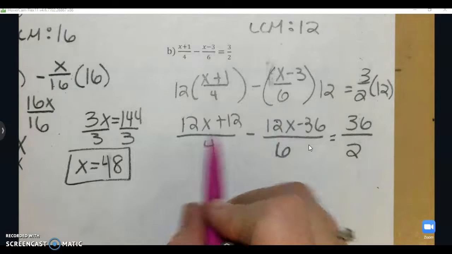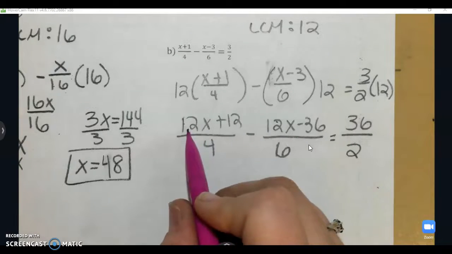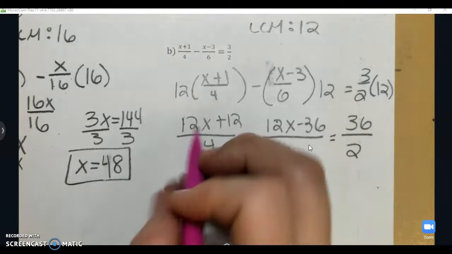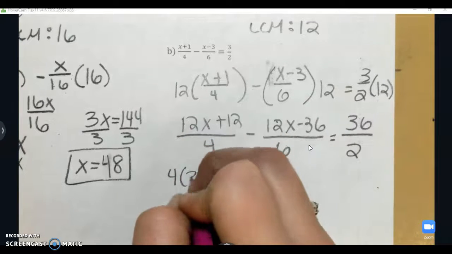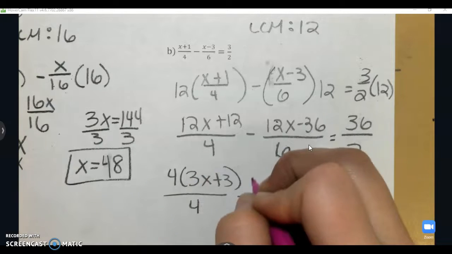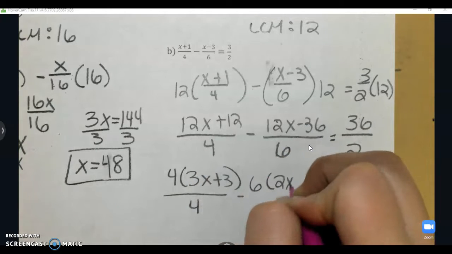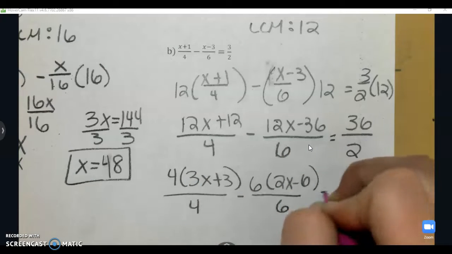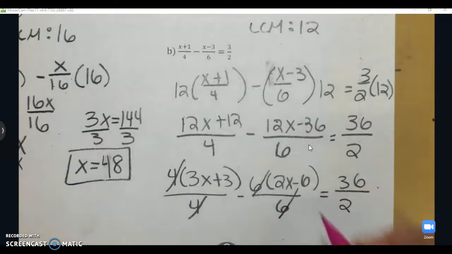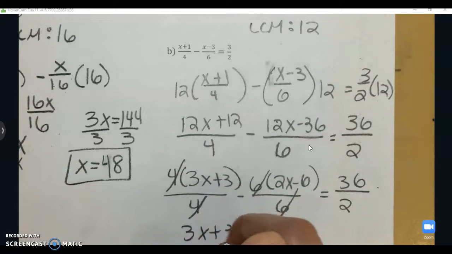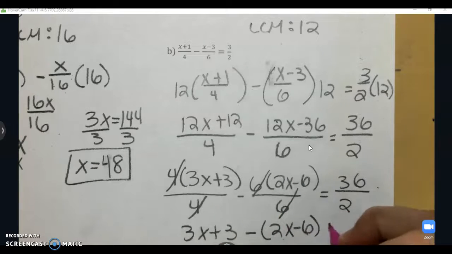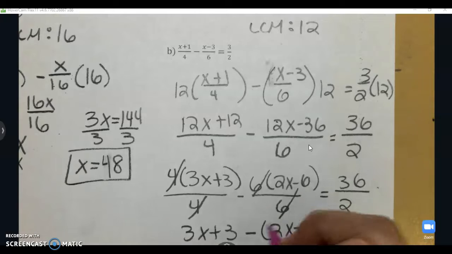So let's factor our numerators here. I've got 4 and 6 as my denominators here, so I can actually factor out a 4 from the top. That'll leave me with 3x plus 3. And I can factor out a 6 here, and that'll leave us with 2x minus 6. So now I can simplify each of those. So I get 3x plus 3 minus that 2x minus 6. We can't forget to distribute that negative, and that's going to be equal to 18.